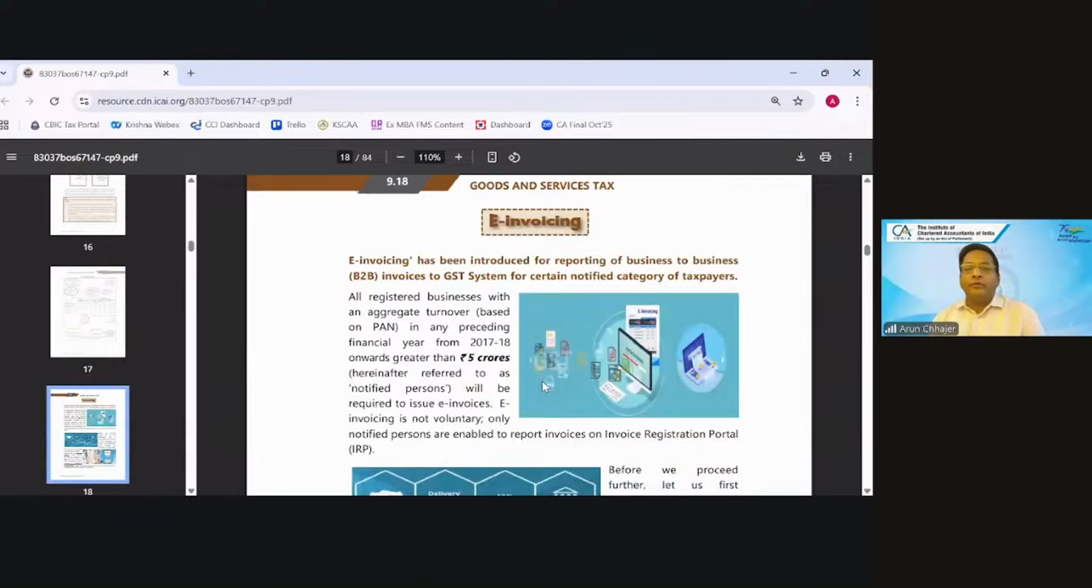Now we are talking about e-invoicing. Can you please tell me, e-invoicing is mandatory for which category of the taxpayer?